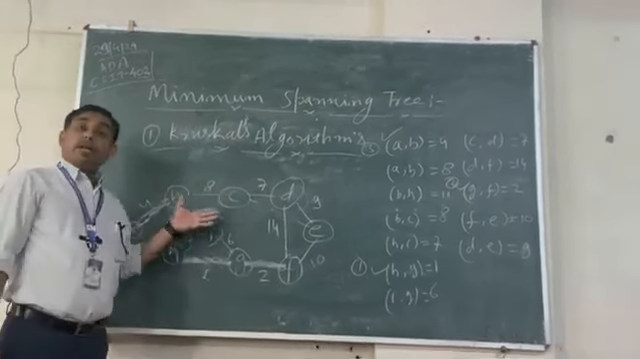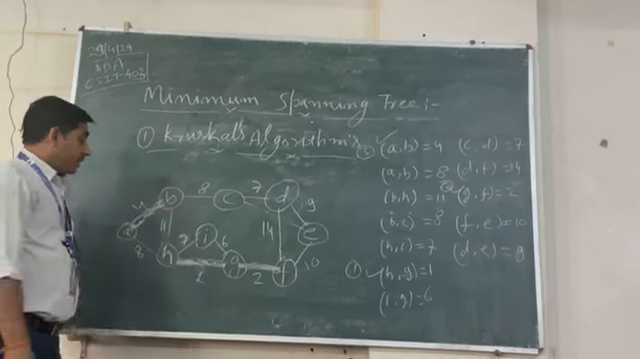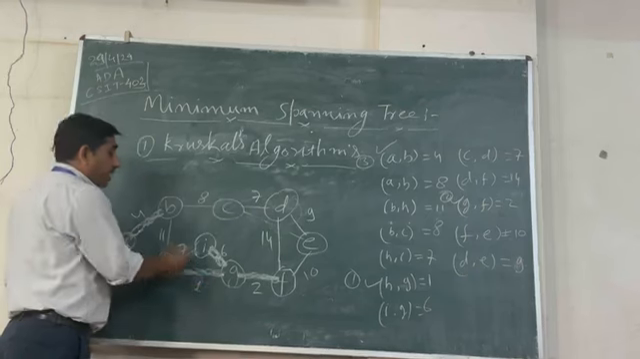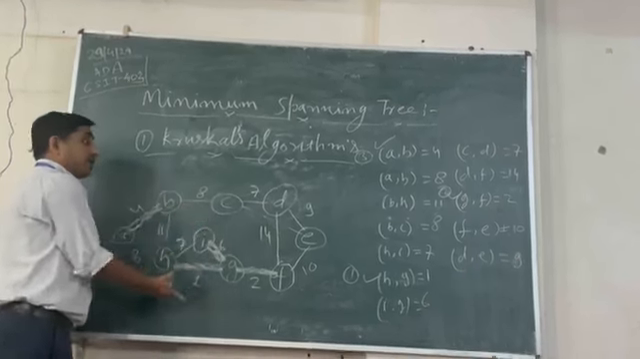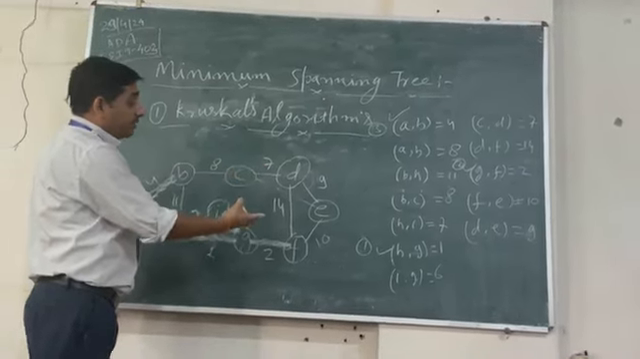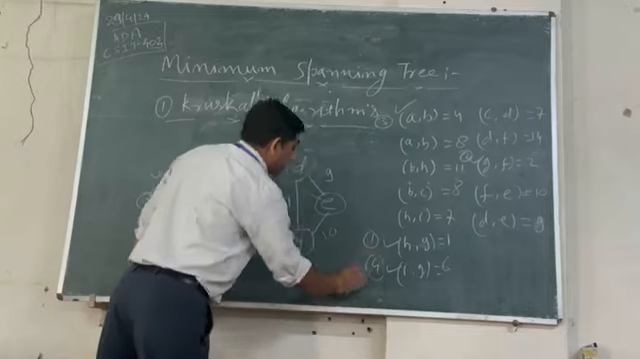And again we find the minimum one. Which one is minimum? 6 is minimum, between I to G, or G to I. That is the fourth step.